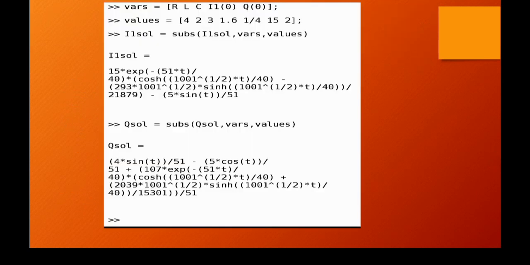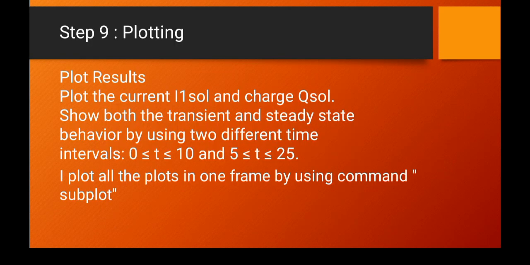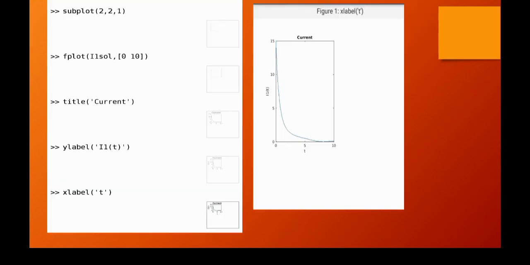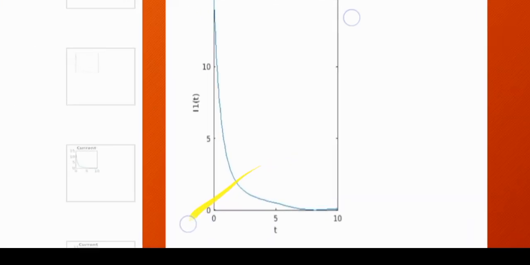Here we put the values as variables, and after putting their values in the solution, step 9 is plotting. So we get the plot here. Plot the current and charge, showing both the transient and steady state behavior by using two different time intervals, that is from time 0 to 10 and 5 to 25. I plot all the plots in one frame by using the command subplot. We get the first plot by using subplot(2,1,1), and I get the following plot.